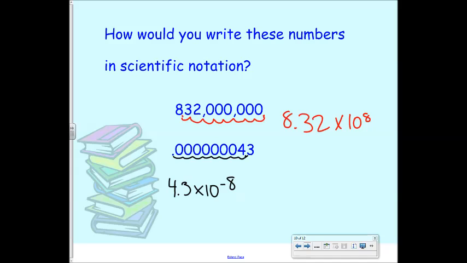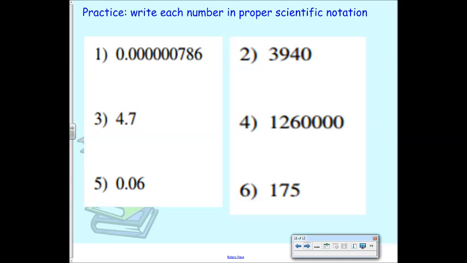All right. Now, I have these 6. They're on the board. They're not on your slides. So when you go to your boards, be careful that you're looking up here. And then you guys can do the exit ticket when you're finished with that.